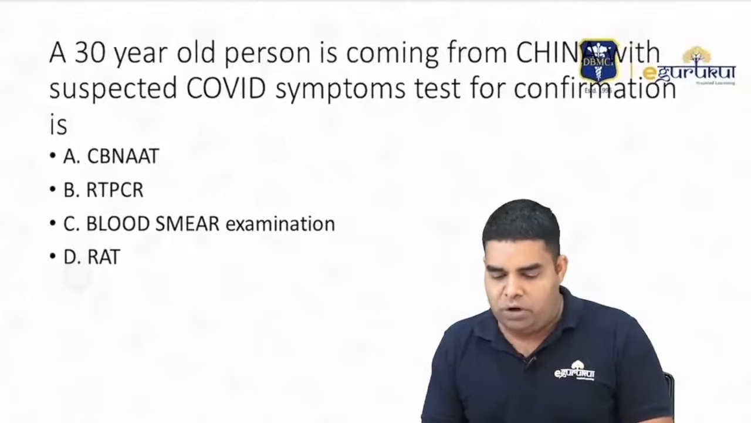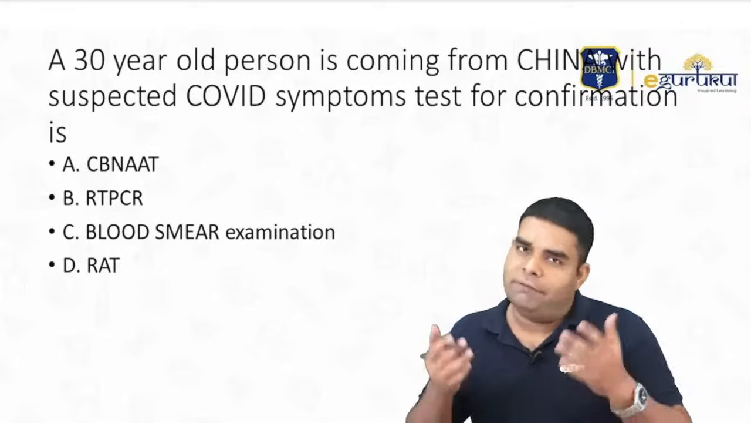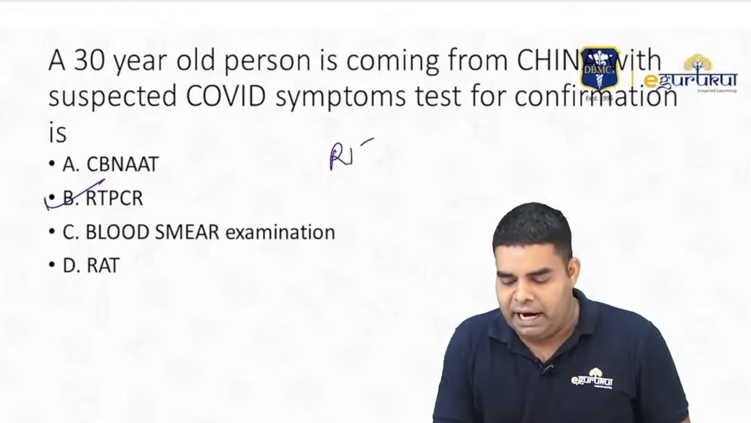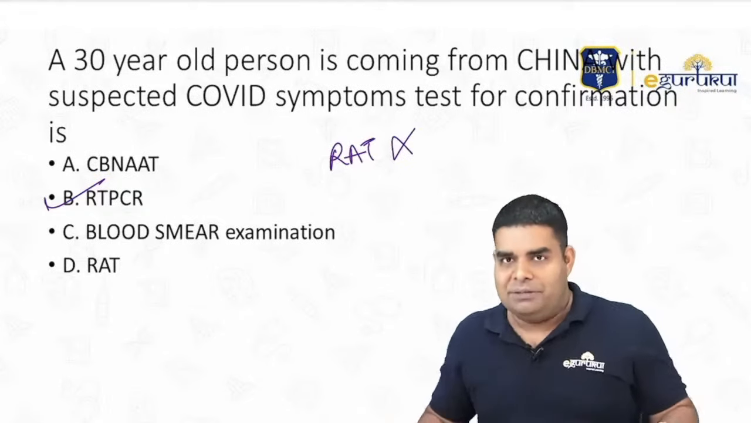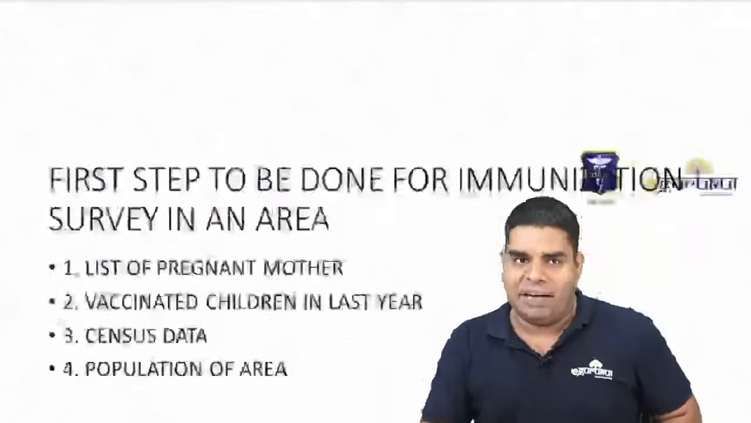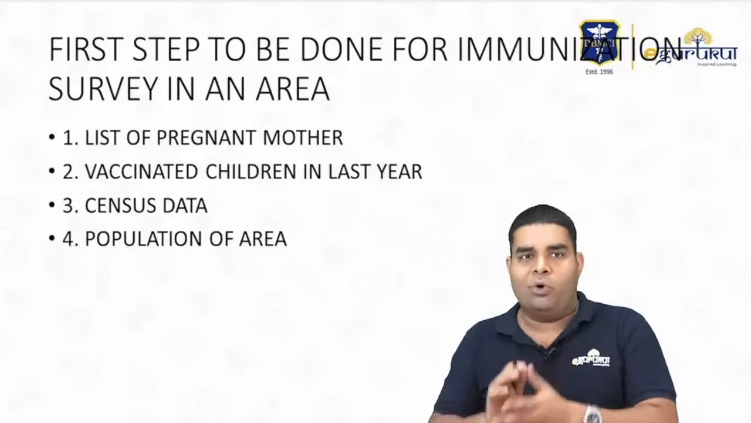Now, a 30-year-old person coming from China suspected of COVID-19, which of the following will you do? Of course, we will do RT-PCR. Even if they have given a rapid antigen test or something like that, that is not the investigation of choice. We will do RT-PCR. We have discussed it in our classes again and again. We all know that RT-PCR should be done for corona.